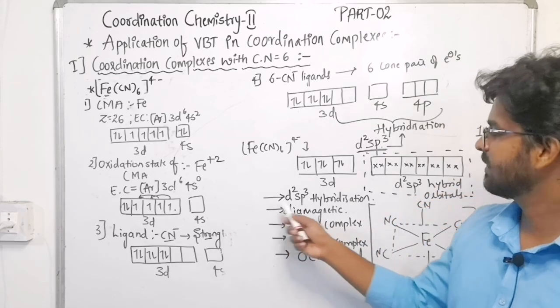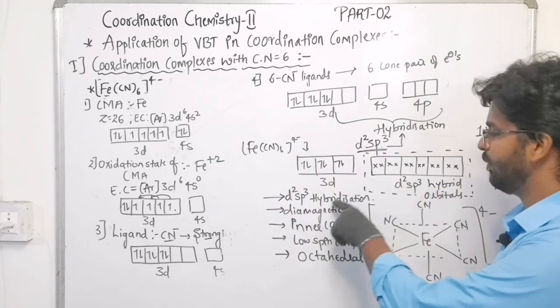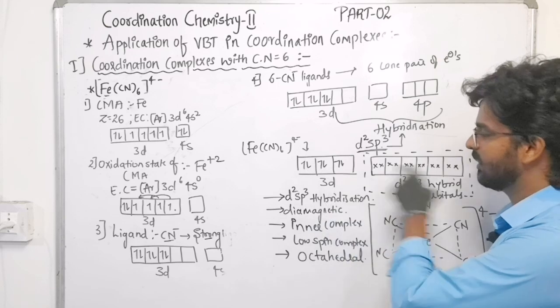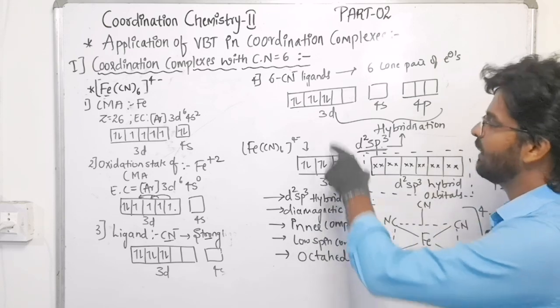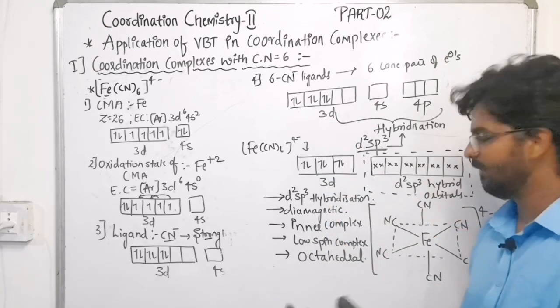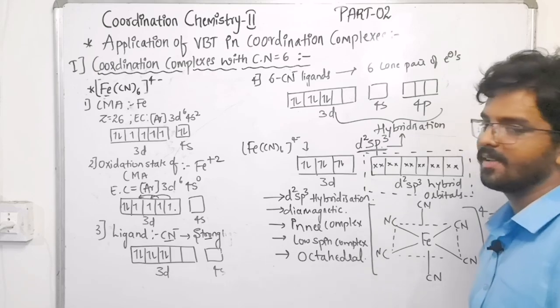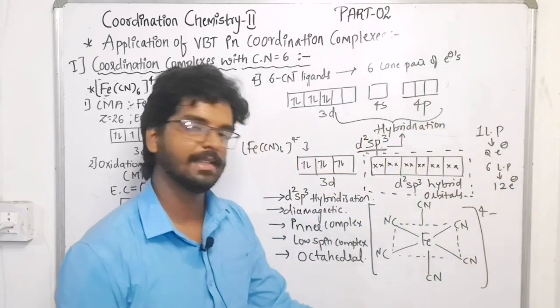So this was the result. The given complex is undergoing d2sp3 hybridization. It is diamagnetic because there is no unpaired electron present. It is an inner complex. Why? Because the n minus 1 d orbital is involved here, and it's a low spin complex, and it is having octahedral geometry like this.